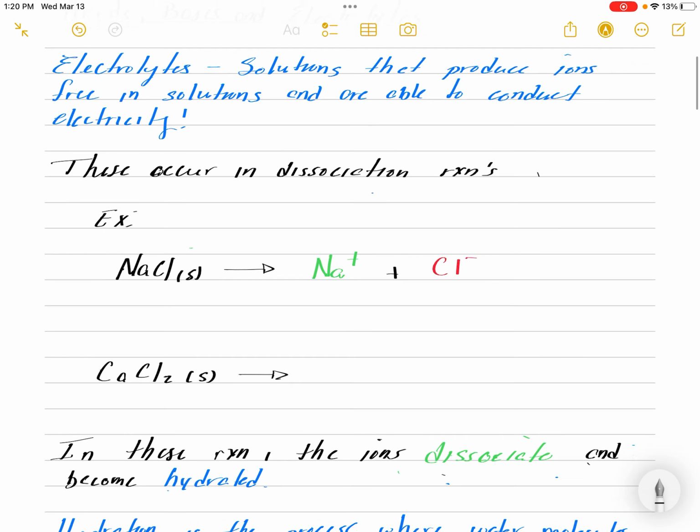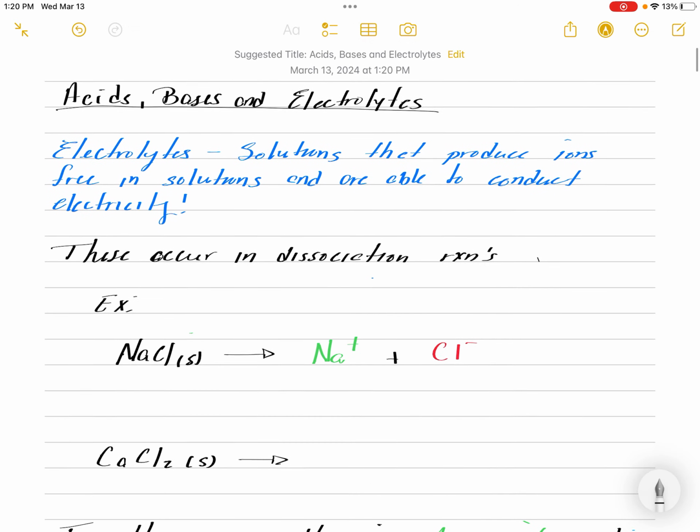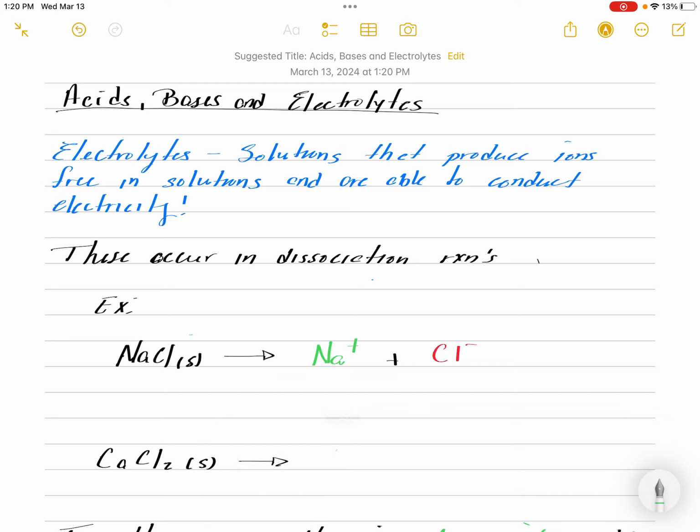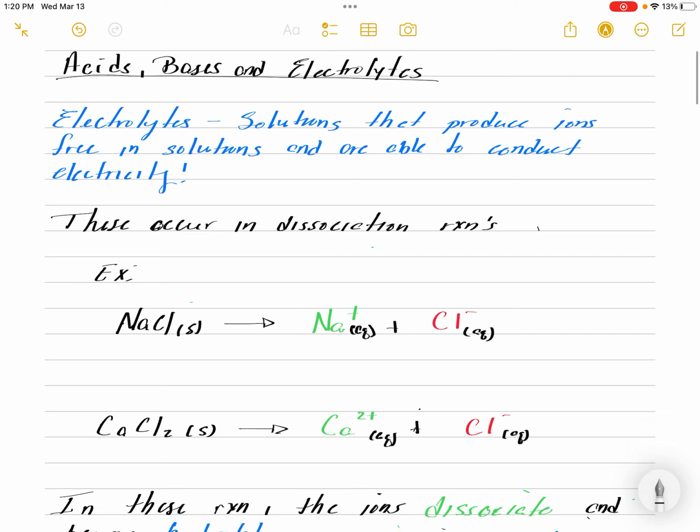Ionic compounds do this everywhere, right? So when you look at something like calcium chloride, the exact same process happens. You separate calcium chloride into calcium, which is a 2 plus, and you create the chloride ion, which is a 1 minus, right? And you have a dissociation reaction. Now, all of these are going to be in solution, so they're going to receive the aqueous symbol, right? But that's basically what dissociation means, right? Dissociation just means that you have a separation of individual ions in solution.